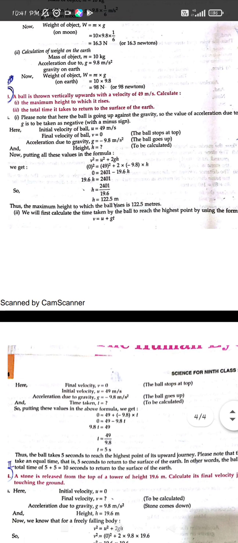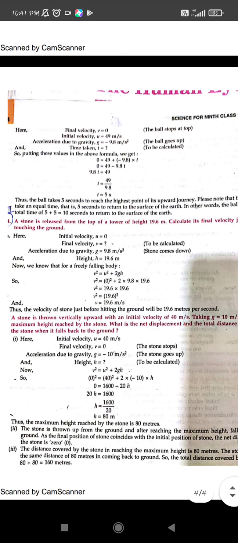You can see that it is 5 seconds, but again it is written to return back to the surface of the earth. We have found that whenever the body moves up it takes 5 seconds, and when it comes back it will take another 5 seconds. So to return back to the surface it will be 5 plus 5, that is 10 seconds.